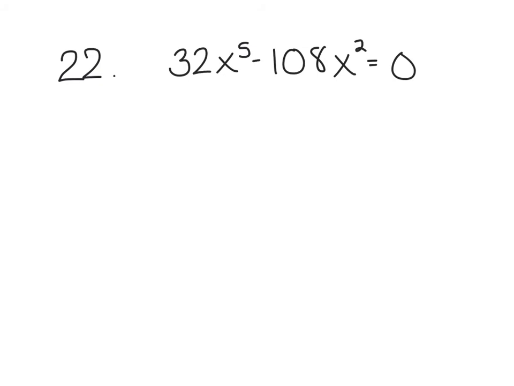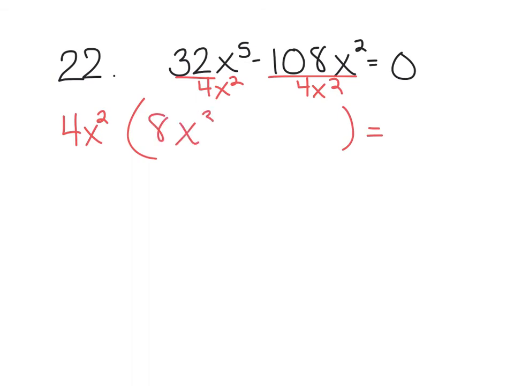I'm going to jump ahead to number 22. Please attempt this on your own. Press play when you're ready to check your answer. Begin by identifying the greatest common factor that goes into both. I see that 4 goes into both, and an x squared. So I bring 4x squared out to the front, and I divide both terms by 4x squared. When I do that, my resulting polynomial is 8x to the 3rd minus 27.